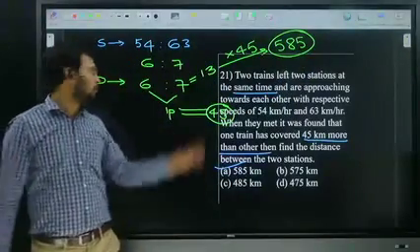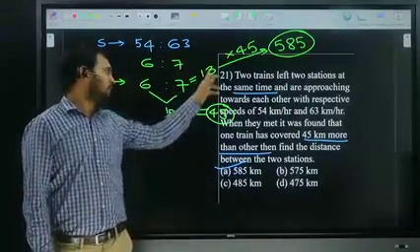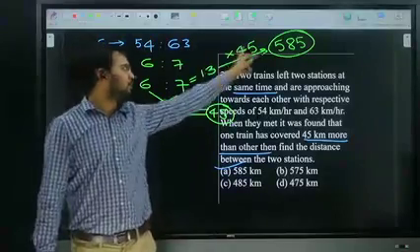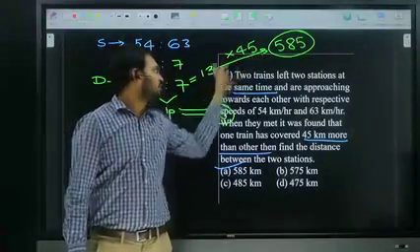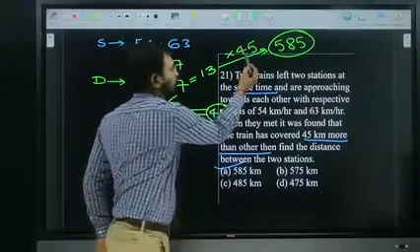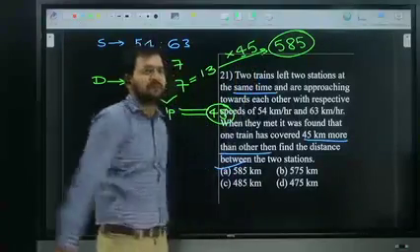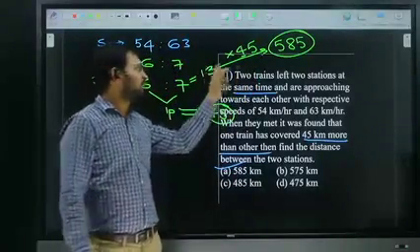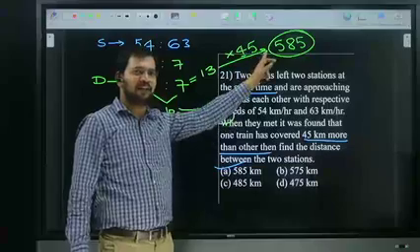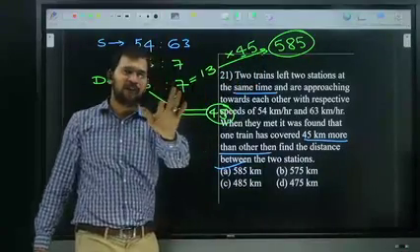13 into 45. So 6 to 7, total 13. Total distance, 13 parts, 13 into 45. 13 40s are 520. 13 5s are 65. 520 plus 65 is 585. Your answer is 585.